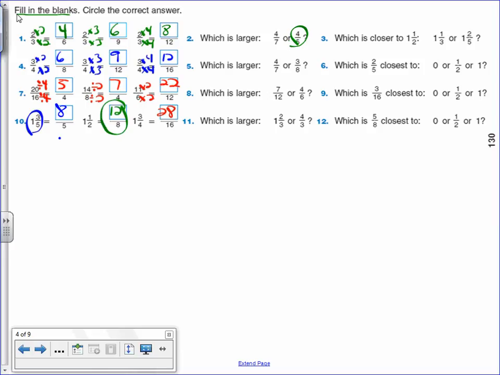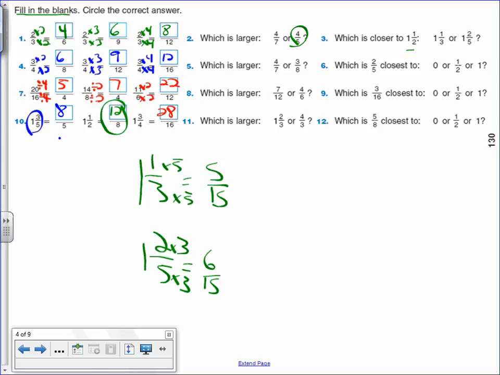Problem number 3. Which is closer to 1 1/2? 1 1/3 or 1 2/5? We want to know which one's closer to 1 1/2. Well, let's find a common denominator. 1/3 and 2/5. They both go into 15 because 3 times 5 is 15. 5 times 3 is 15. 2 times 3 is 6. 1 times 5 is 5. Well, half of 15 would be 7 1/2. Which one's closest to 7 1/2? 6/15 is closest to 7 1/2. So 1 2/5 is closer.